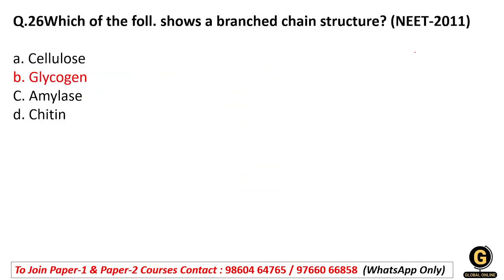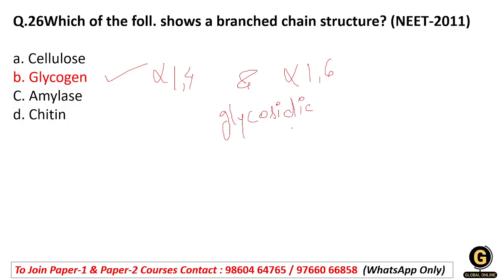Moving forward to the next question, which of the following shows a branched chain structure? Options are cellulose, glycogen, amylose, and chitin. Yes, so the right answer is B, glycogen, because glycogen has alpha 1,4 and alpha 1,6 glycosidic linkages, that makes them highly branched. Okay students, this question was asked in the year NEET 2011.